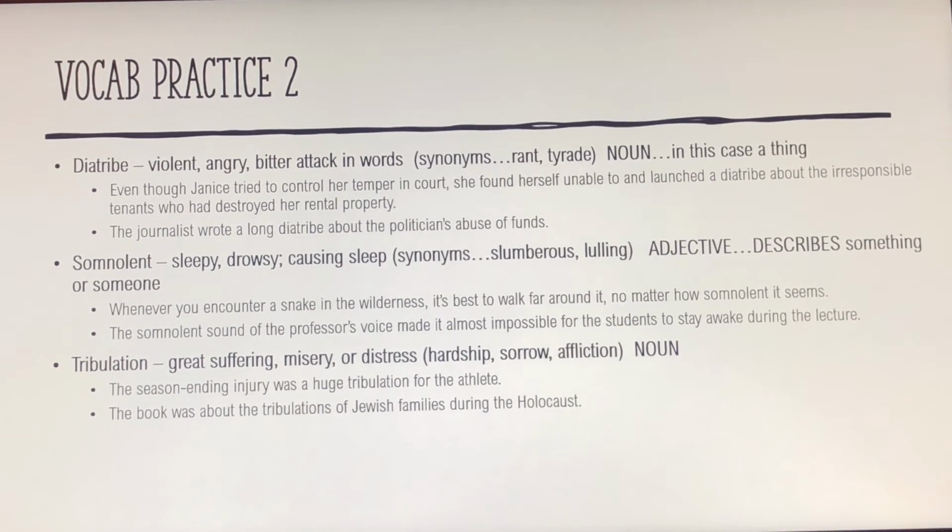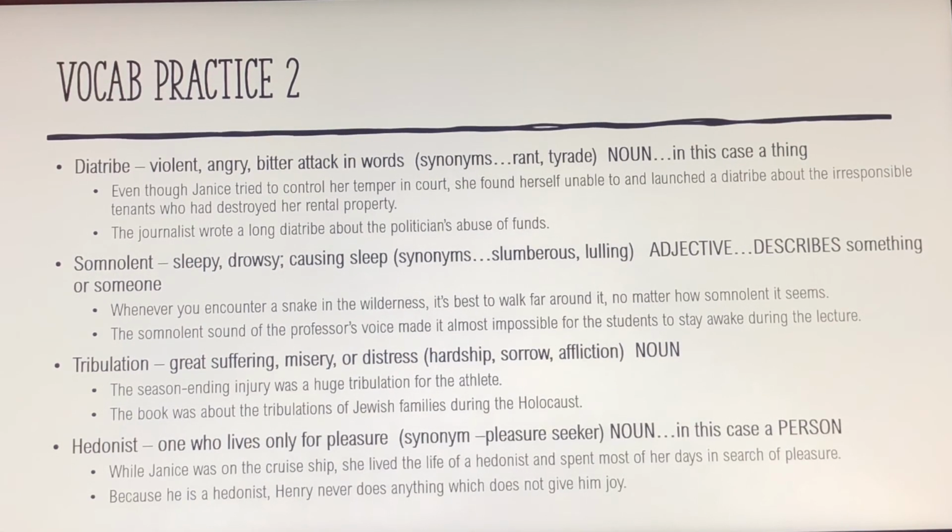Okay, and the last one is hedonist. This is a noun, and it means one who lives only for pleasure, a pleasure seeker. So in this case, the noun is a person. So the example says, while Janice was on the cruise ship, she lived the life of a hedonist and spent most of her days in search of pleasure. Okay, so she's on vacation and she is deciding she's not going to worry about anything, and she's just going to do every single thing that she thinks is fun, it sounds like.